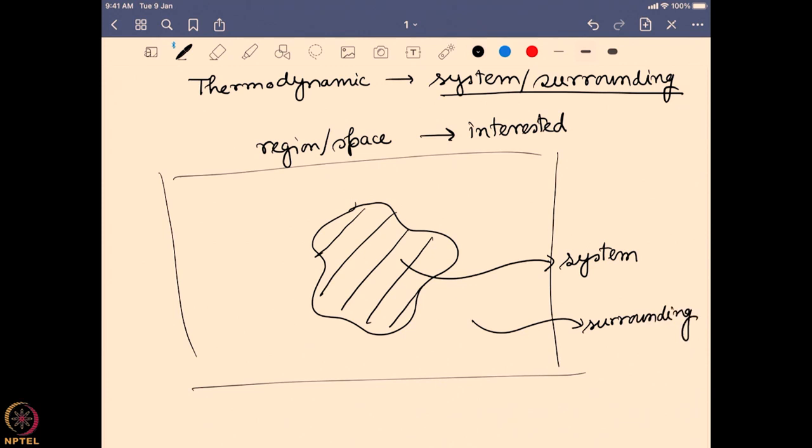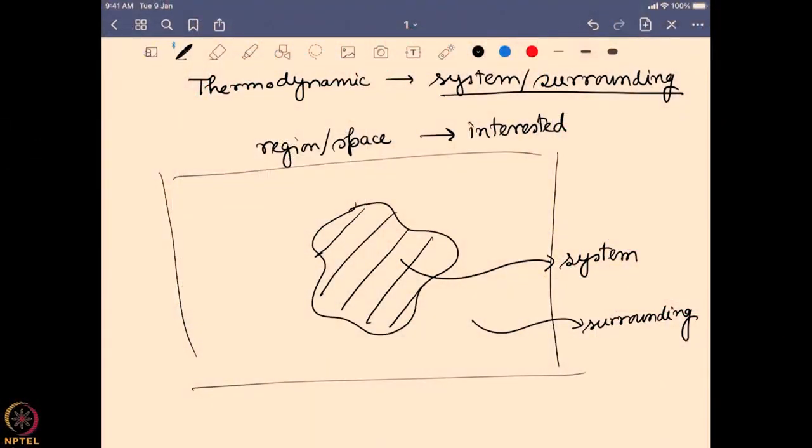So what is the basic difference between system and surrounding? System is the region or confined space that we are interested in, where all the changes are happening. Now the changes are also getting exchanged with everything present around that system, and that is known as the surrounding. That is nothing but everything other than the system.